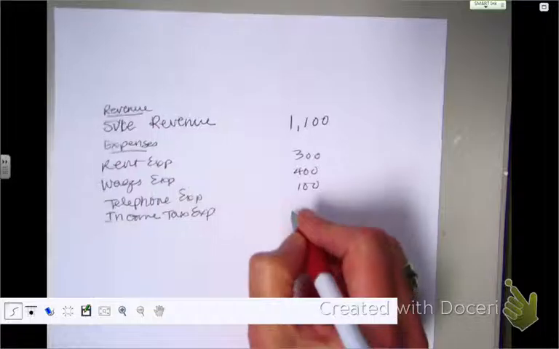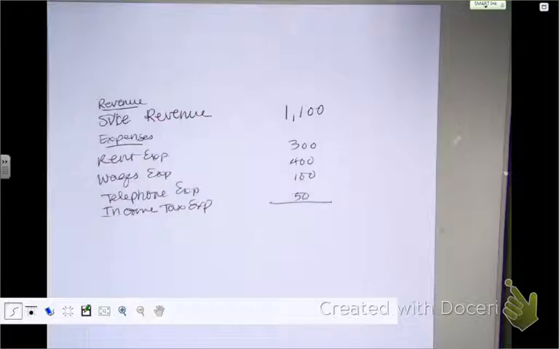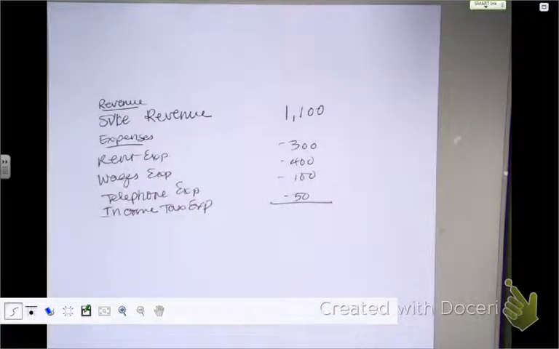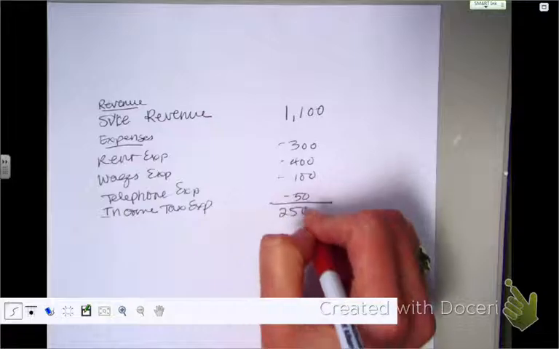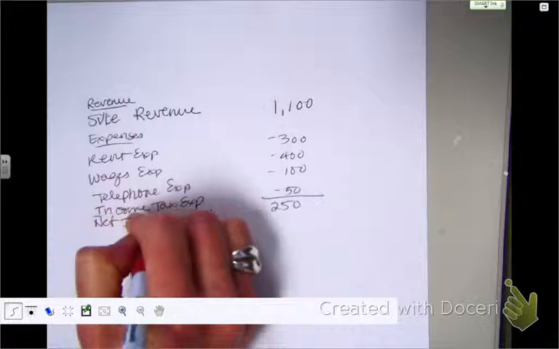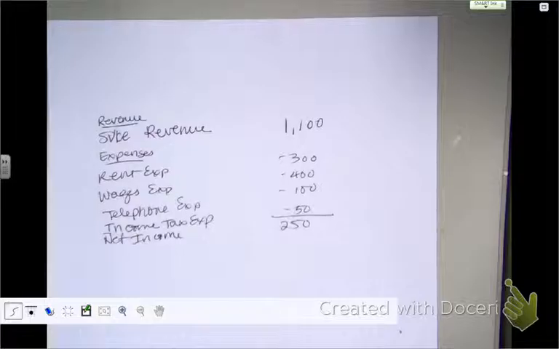Okay, and you said income tax expense was how much? 50. Okay, so what does that come out to be? Is that all of my expenses? Rent, wages, telephone, income tax. Good. Okay, 1100 minus 300 minus 400 minus 100 minus 50. So I got 250 is my net income. Is that what you guys got? Good. Awesome. Very, very good.